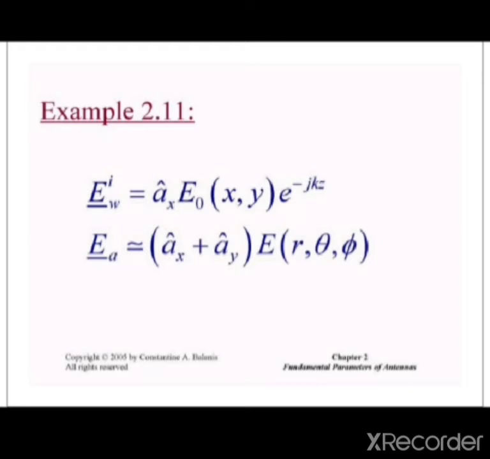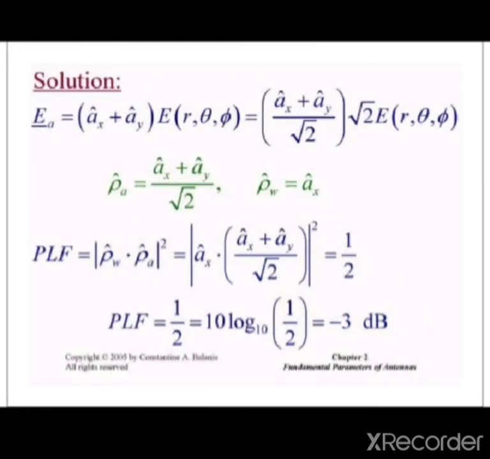This is a good example of what they were given. The incident wave is given as Ax into E naught of x, y, e power minus jkz, like this, Ax plus Ay. So now this is the solution given, just to observe that. Whatever, Ea is equal to Ax plus Ay into E of r, theta, phi. So Ax plus Ay by root 2 into root 2 E of r, theta, phi, which is rho a, this one, and rho w is equal to Ax here.